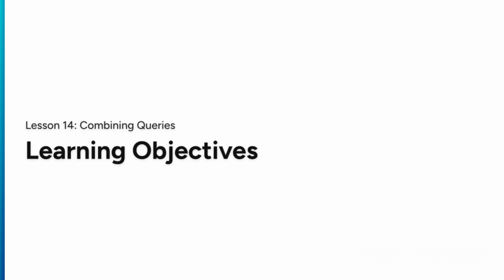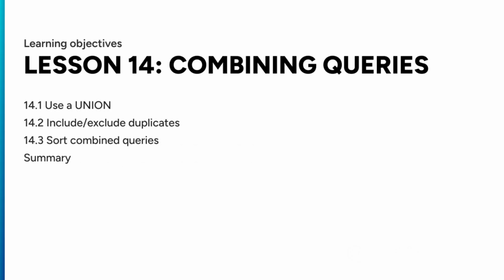This is lesson 14, combining queries, our final lesson on the all-important select statement. Multiple result sets, or the result of multiple select statements, can be combined using unions. And in this lesson, you learn how to use union to do just that. You learn how to include and exclude duplicate rows, and we revisit order by to discuss how to sort these combined queries.